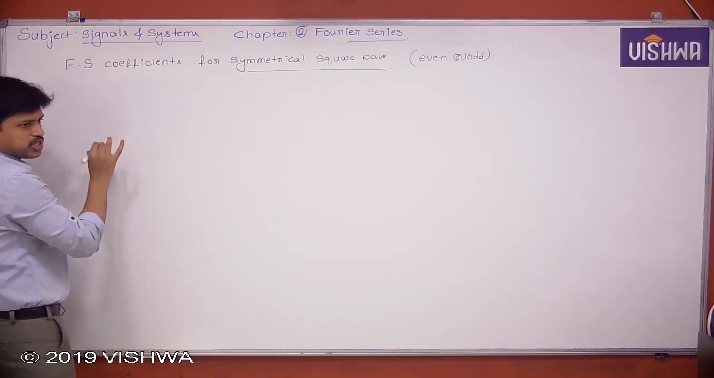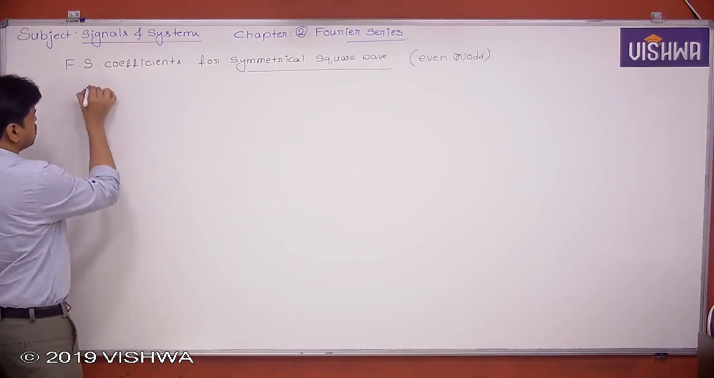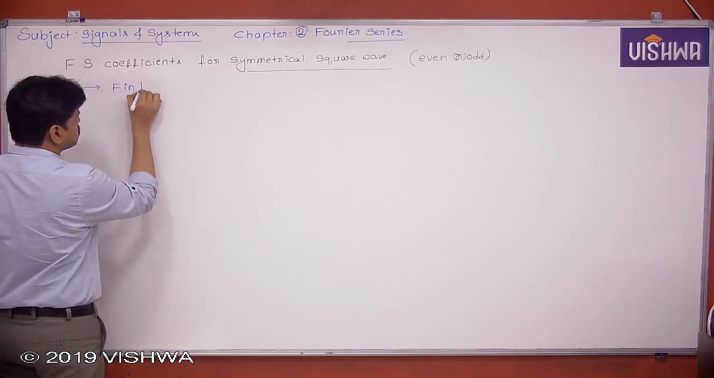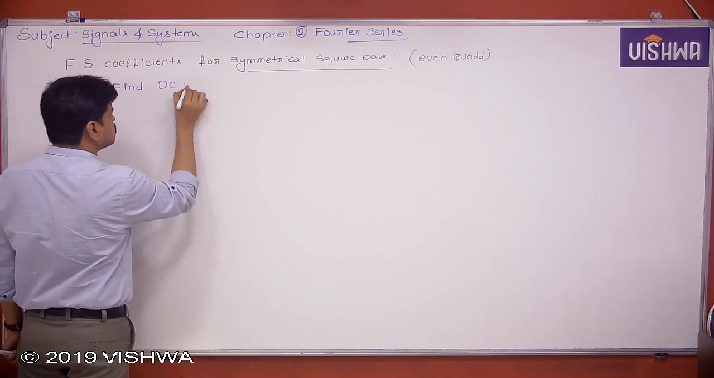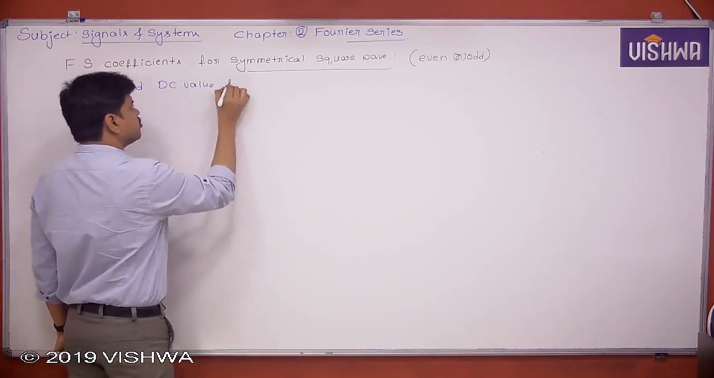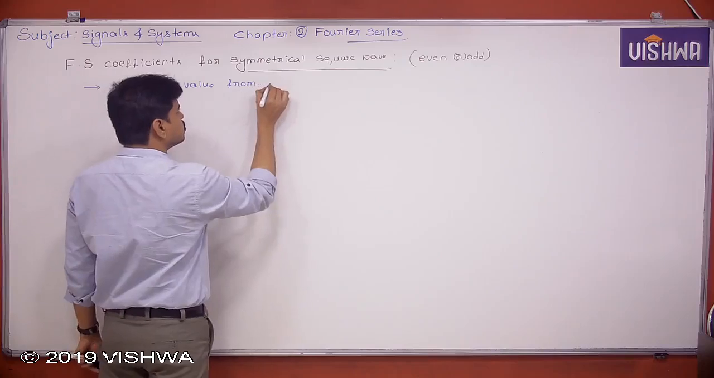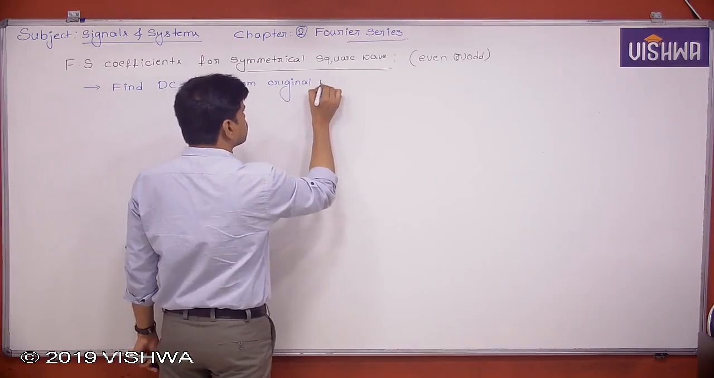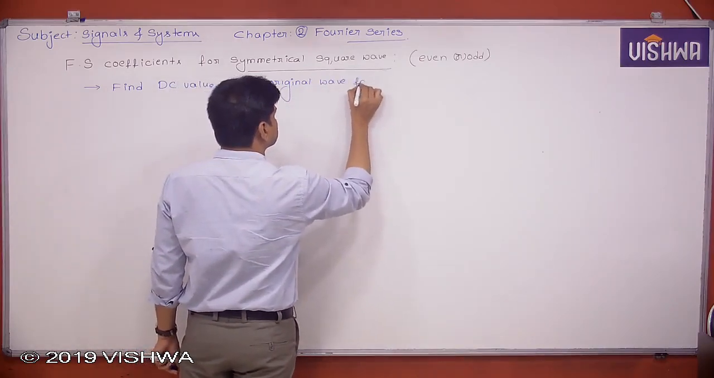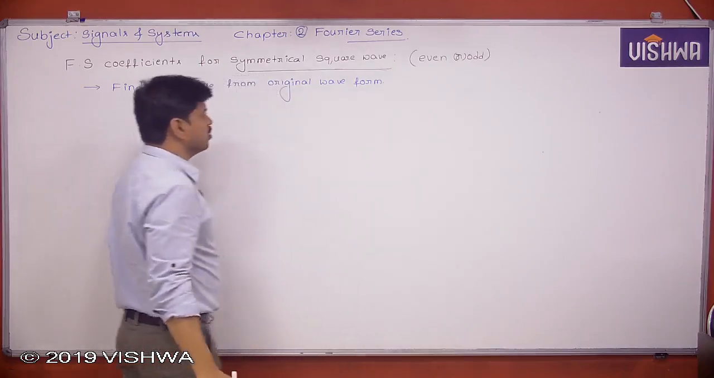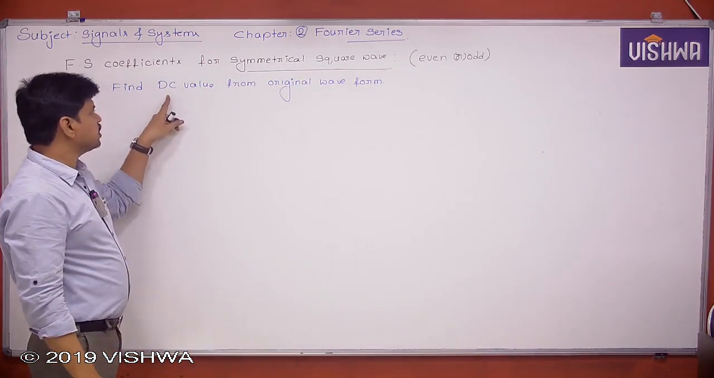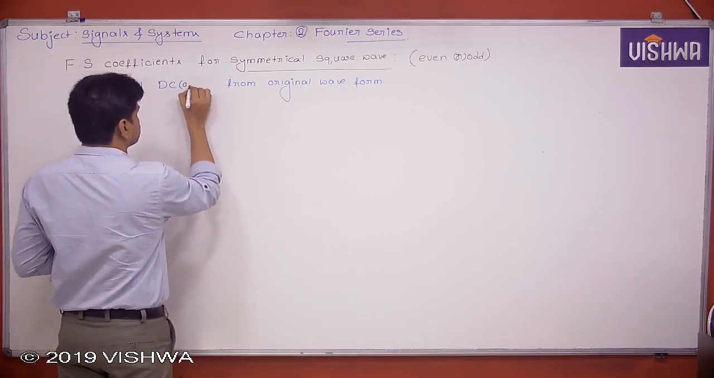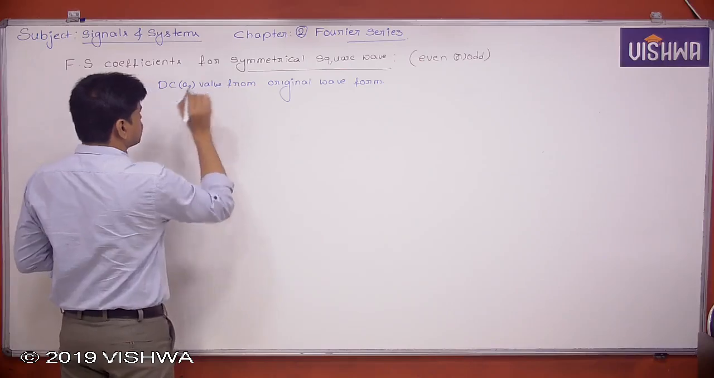So first write down this point so that I can explain it later. First point, find the DC value from the original waveform. What is the DC value actually? That is A0. DC value means A0.